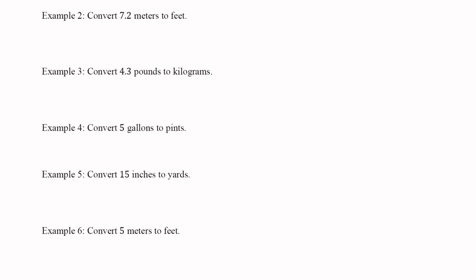So let's take a look at a few examples. In example 2, we're going to convert 7.2 meters to feet. Okay, so we start by taking 7.2 meters, and we're going to go ahead and put it over 1. Okay, then we're going to find our conversion factor, and on our tables we can find that 3.281 feet is the same as 1 meter. Okay, so we're going to be able to cancel the meters off the top and the bottom, and we multiply our two numbers on the top to give us 23.6, and then our resulting units is feet.